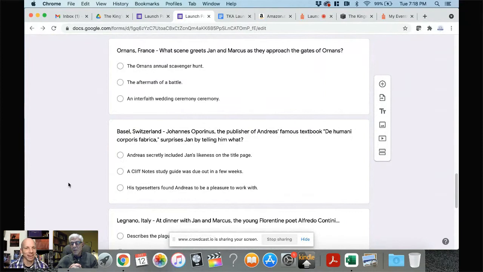Basel, Switzerland. Johannes Oporinus, the publisher of Andreas's famous textbook, De Humani Corporis Fabrica, surprises Jan by telling him what? Andreas secretly included Jan's likeness on the title page, a Cliff Notes study guide was due out in a few weeks, or his typesetters found Andreas to be a pleasure to work with.